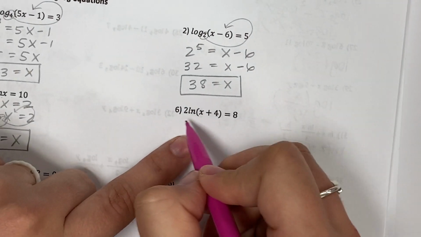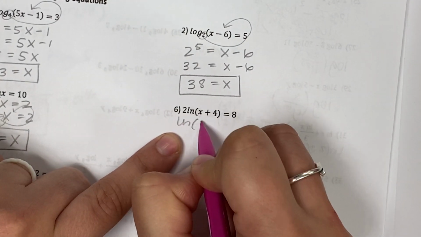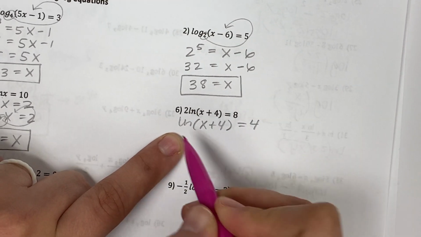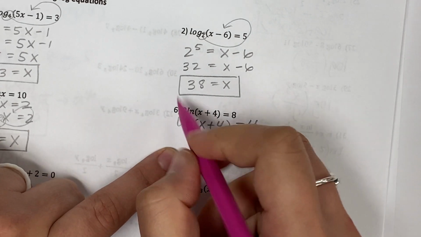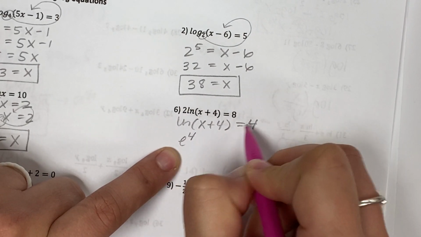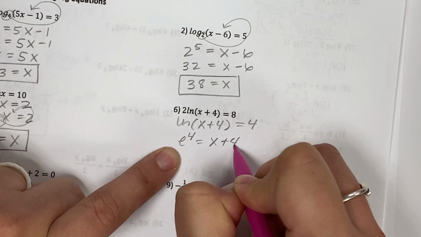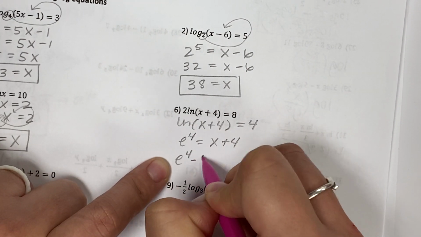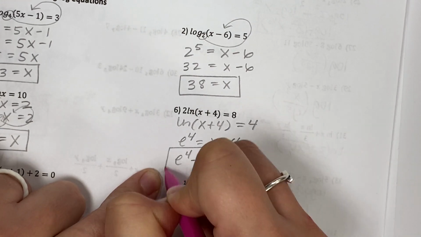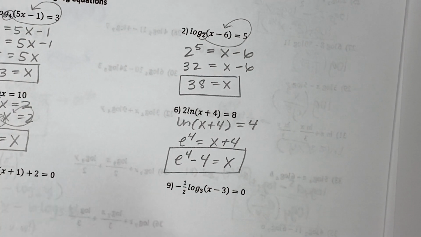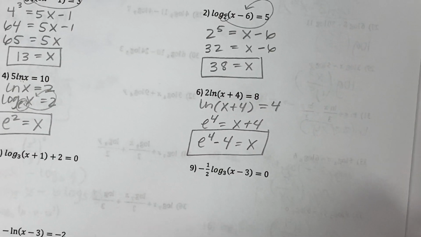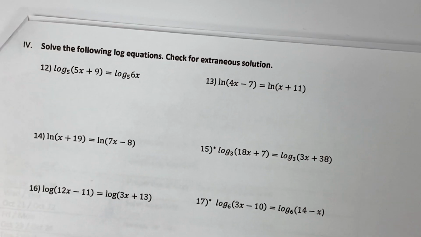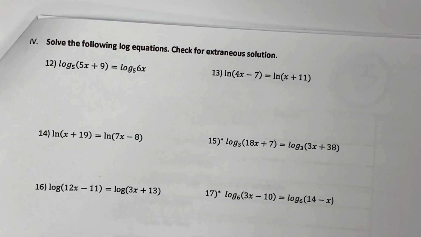Okay? Again, let's divide by that 2 first. So divided by 2, that'll be 4. I'm ready to rewrite as an exponential. So e to the 4th power equals x plus 4. I still need x by itself, so I'm going to subtract the 4. Yay! I'll leave these guys for you to practice with, and I'll post the answers to those on Schoology. But now let's flip over to solving some more log equations that are a little more tricky.